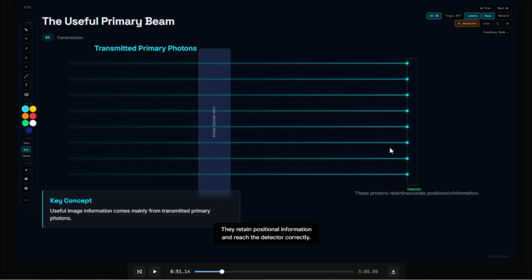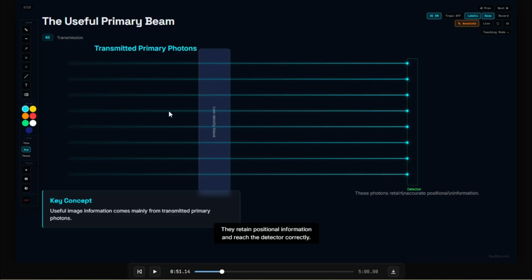But what about scatter? We're going to discuss what happens with scatter, because scatter carries misrepresentational or mispositional information. Scatter will not add information to the image; rather, it adds fog or decreases the contrast of the image. So remember this concept, very important.